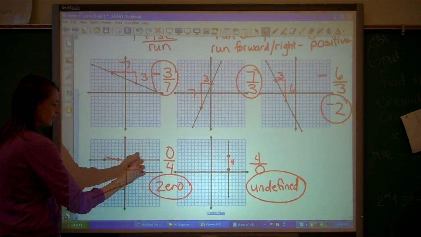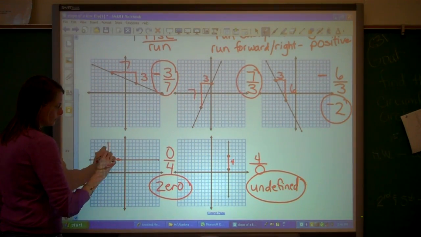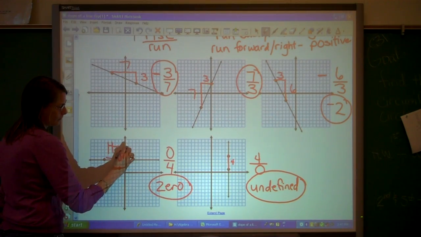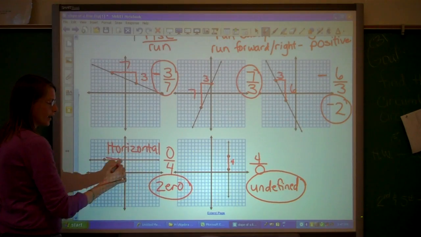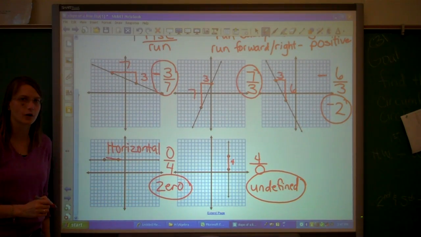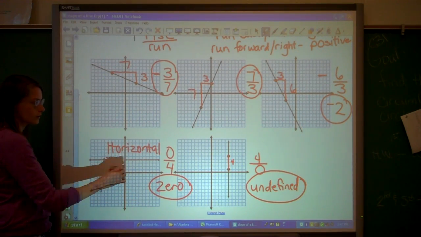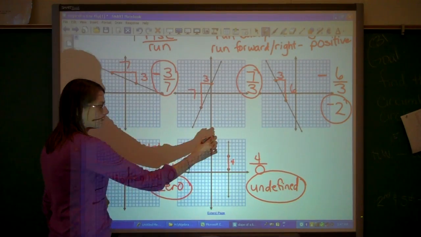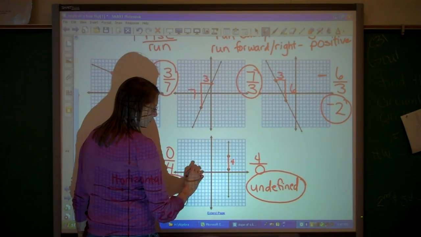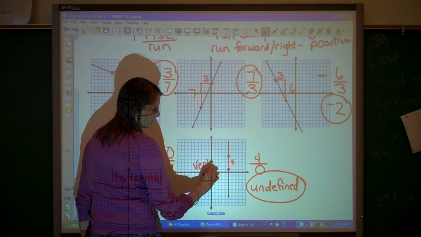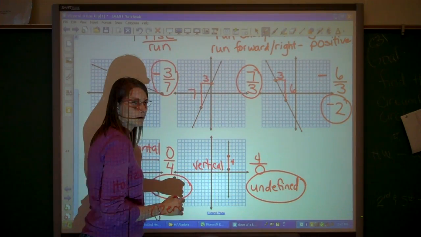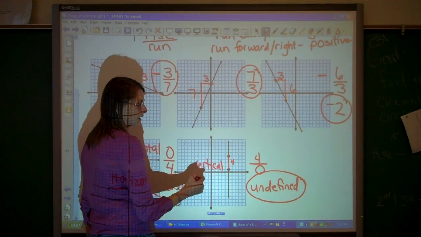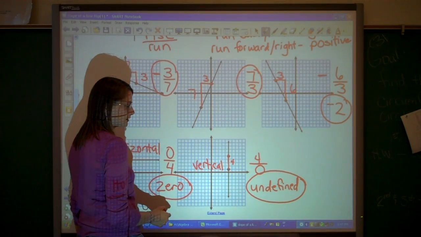So if we look at this line, it is called a horizontal line. Anytime you see a horizontal line on a graph, you know it's going to be a 0 slope because I can't rise on a horizontal line. And if you see this line, which is called a vertical line, then you know it's going to be undefined because I cannot run on this line, so that makes it undefined.